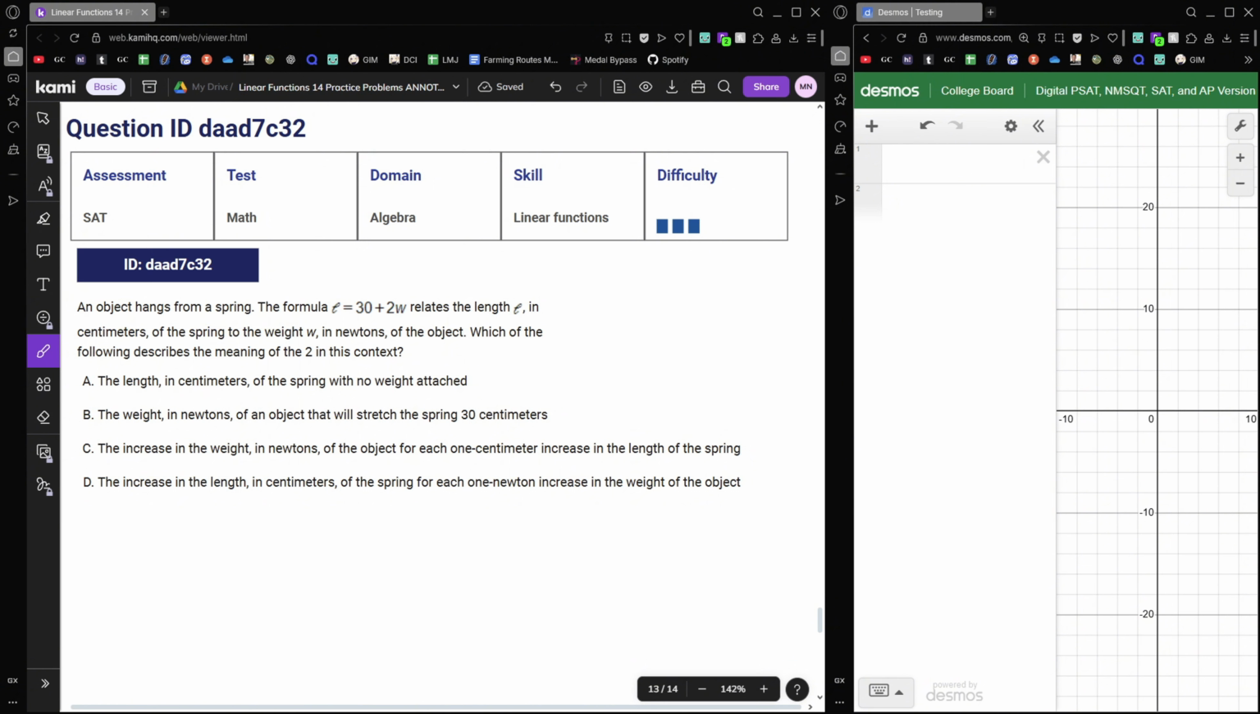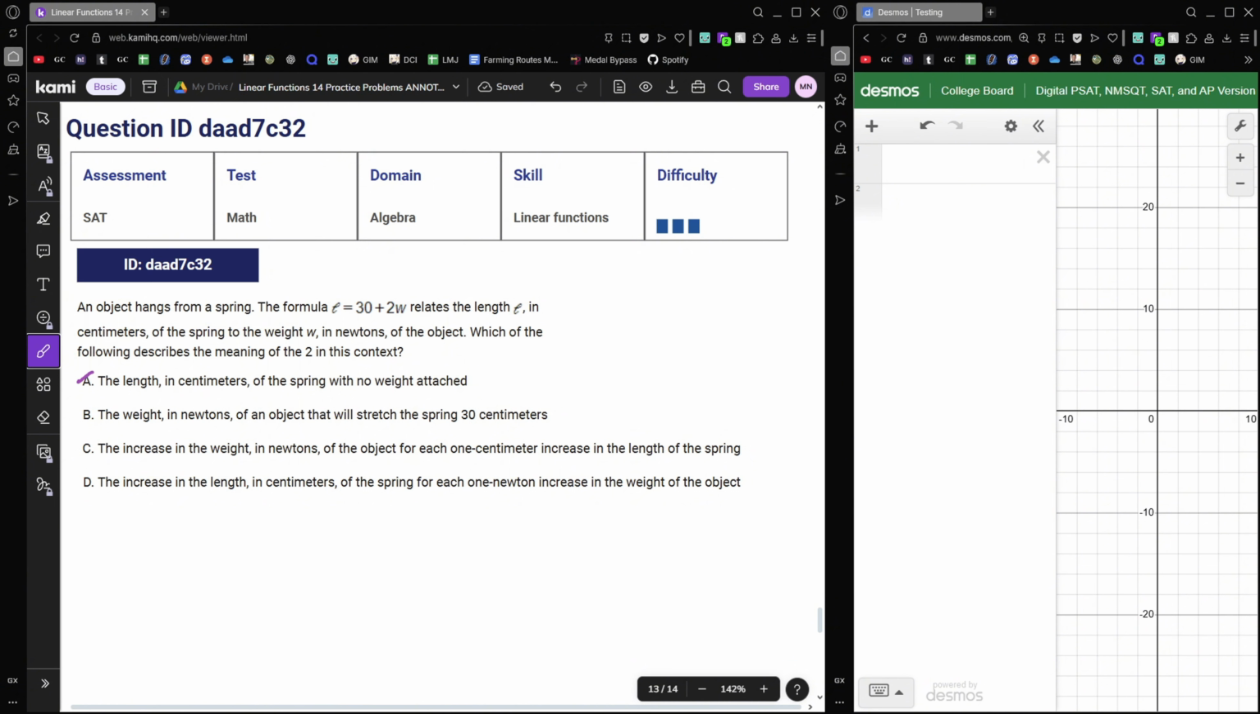So let's go ahead and go through our answer choices. A. The length in centimeters of the spring with no weight attached. So here let's say that the weight was 0, we could go ahead and just cross this out, and we get that the length would end up being 30, not 2, so A won't be our answer.